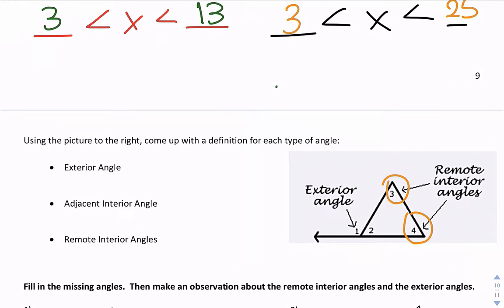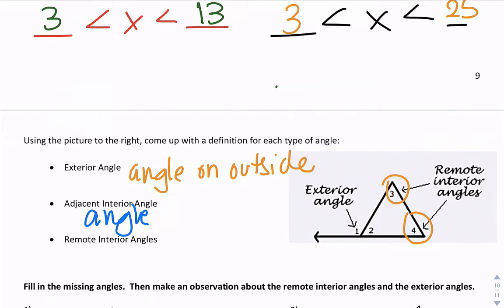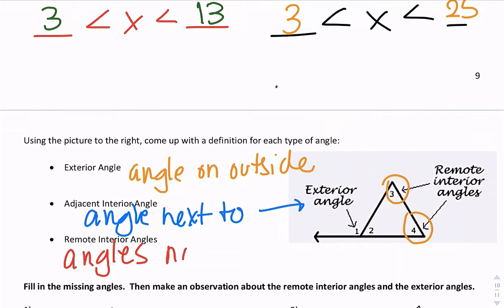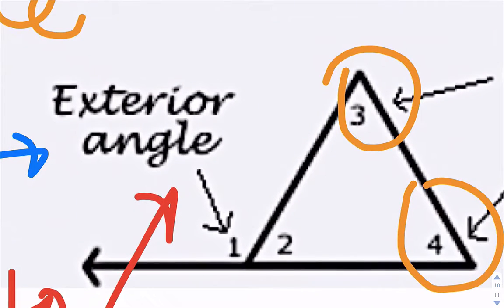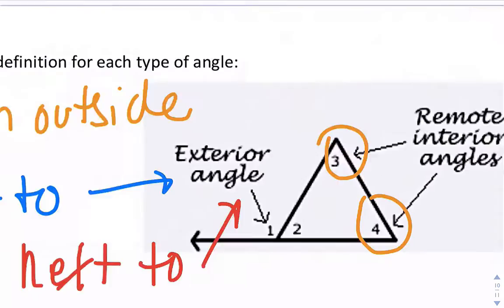All right, so the exterior angle is the angle on the outside of the triangle. The adjacent interior angle is the angle next to the outside angle. And the remote interior angles are the angles far away from it, so angles not next to the exterior angle. Okay, so again, exterior angle, you've got your 2 remote interior angles.